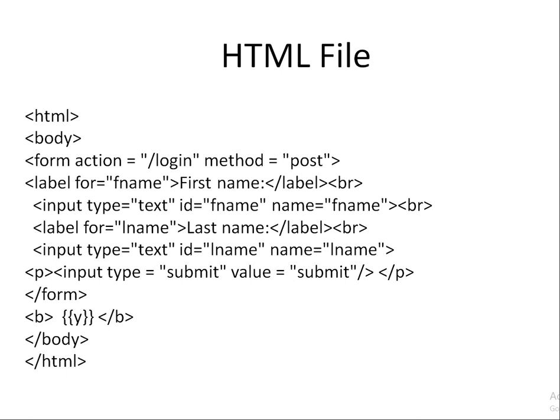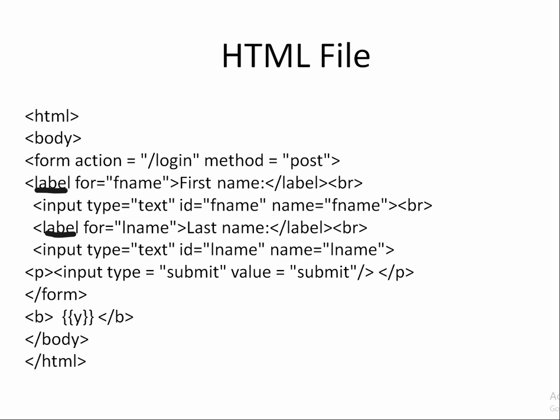Next, as I specified earlier, there are two labels: one label is for first name and another label is for last name. These are the two labels, label 1 and label 2. Similarly, there are two text boxes, which are represented here as input type equal to text, and we have given the name for the text box, fname, as the name of the text box.